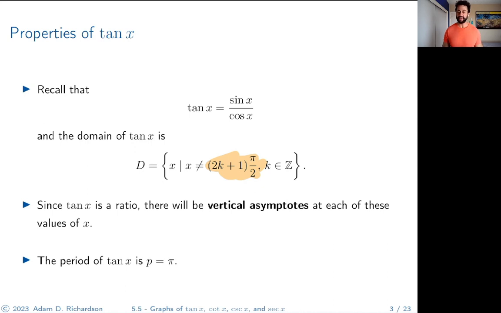Now, because tangent is a ratio, as you approach those points that are not in the domain, you're going to get a vertical asymptote there. So you'll have a vertical asymptote for each one of these values of x, for each one of these odd multiples of pi over 2. And then the other thing I want to remind you of is that the period of tangent is pi. So it's a little different than sine and cosine. The period for tangent is just pi itself, not 2 pi.